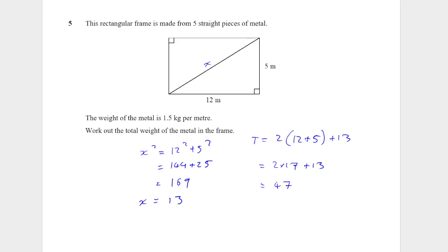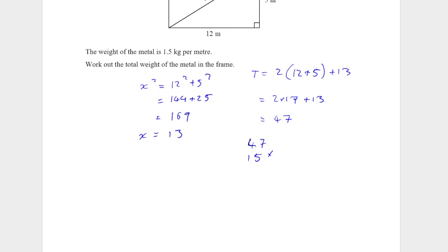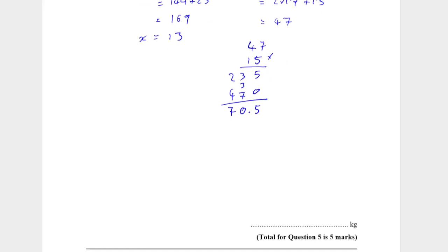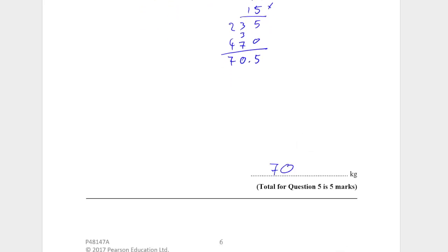We then need to work out the weight of that. So we need to times that 47 by 1.5. A bit like before, I'm going to times by 15. So 5 times 7 is 35. 5 times 4 is 20, so 23. 0 in my units column, 47 there. Add them together, and we've got 70.5. So total weight is going to be 70.5 kilograms.